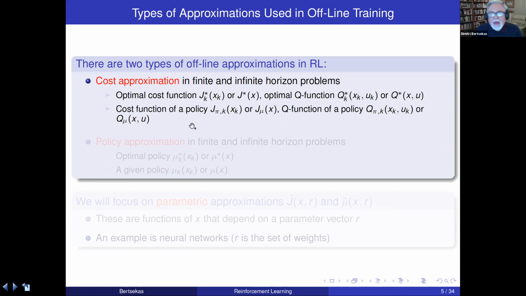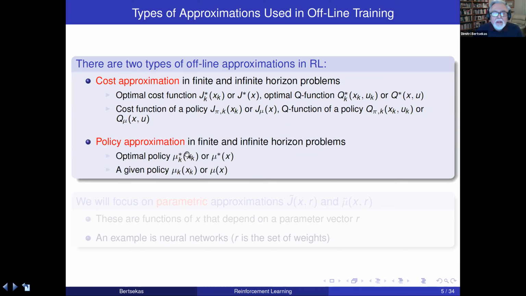The other thing that we wanted to approximate is policies. Again, in either finite or infinite horizon settings. And we may want to approximate optimal policies, or we may want to approximate given policies. So the approximations would be mappings that map a state into a cost that's approximately equal to this or that or this or that.